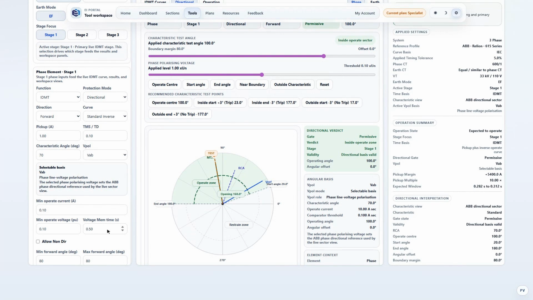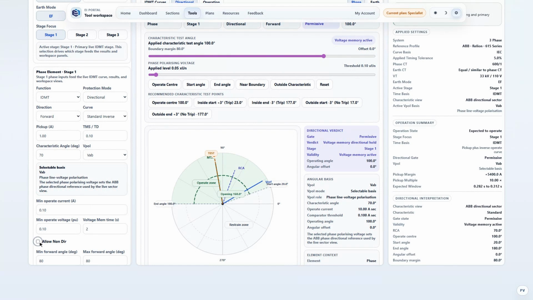Drop the voltage below the threshold with everything switched off, and it's blocked. No voltage, no decision. Turn on voltage memory and it rides through on the remembered pre-fault voltage for as long as the memory timer allows. Or allow non-directional operation and it falls back to a plain overcurrent trip.